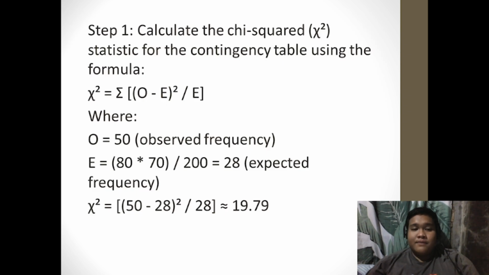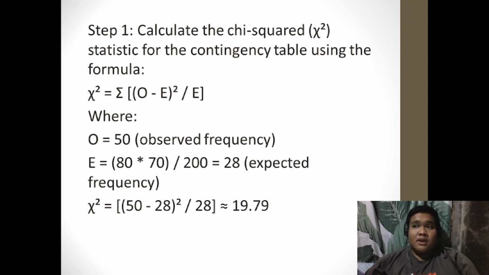Step 1: calculate the chi-squared statistic for the contingency table using the formula chi-squared equals the summation of O minus E squared divided by E. Here O equals 50, which is our observed frequency. E equals 80 times 70 divided by 200, which equals 28. This is our expected frequency. So chi-squared equals 50 minus 28 squared divided by 28, which is approximately 19.79.